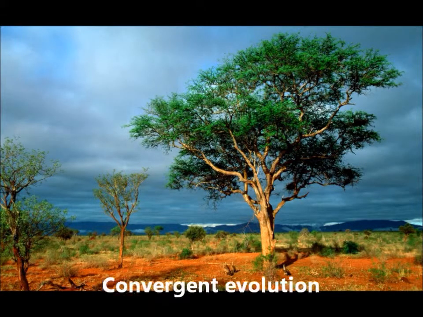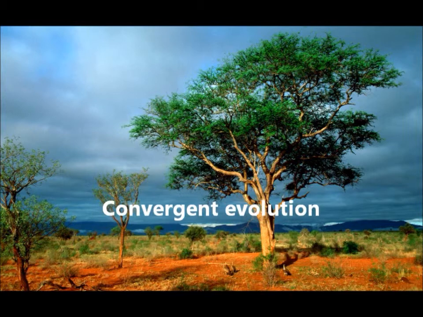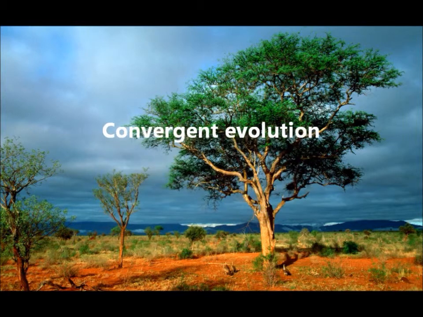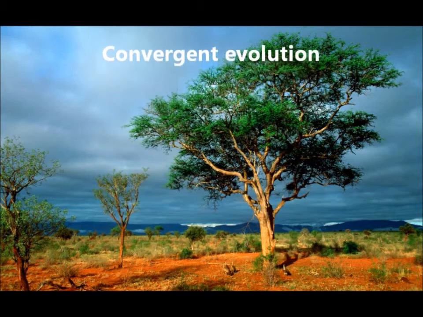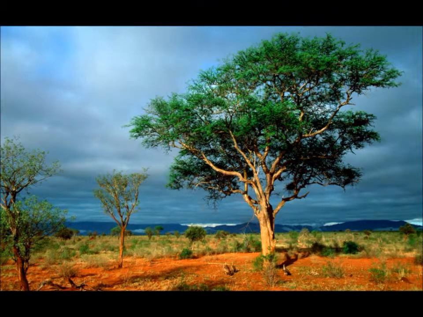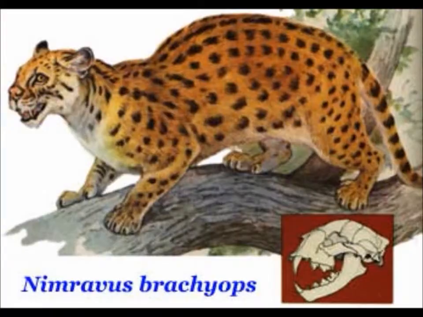Convergent evolution is the kind of evolution where organisms evolve structures that have similar structures or functions, in spite of their ancestors being dissimilar or unrelated. For example, cat-like saber-toothed predators evolved in 3 distinct lineages of mammals: saber-toothed cats, nimravids, and Thylacosmilus.